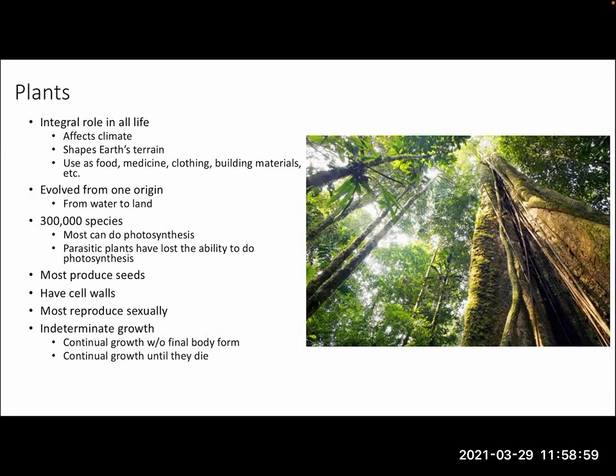And then plants also have what's called indeterminate growth. So basically, they have no final body size or body form. So they can grow as tall as their resources allow, as tall as their structure allows. They can get as big as their environment will allow them to get. And so they continue to grow and make biomass until they die and are then recycled back into the environment.